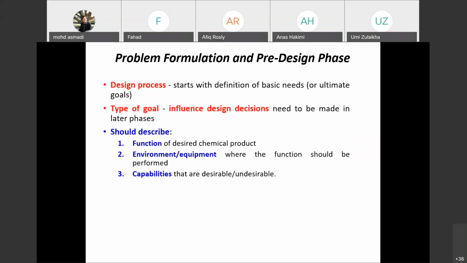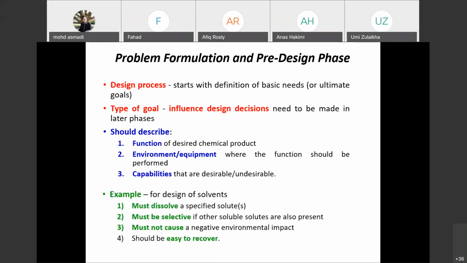For example, in the case of the design of a solvent, it must dissolve the specified solutes. It must be selective, and not cause negative impact on the environment and humans. It should also be easy to recover. This one you have to remember, because we want to reduce the cost, so it should be recoverable.